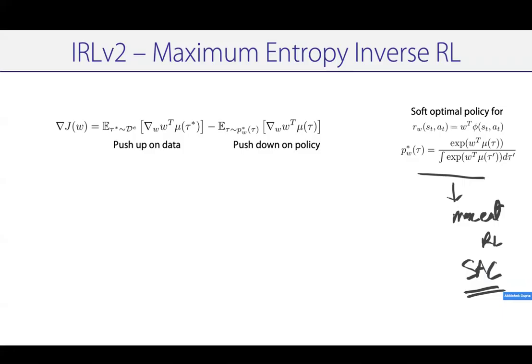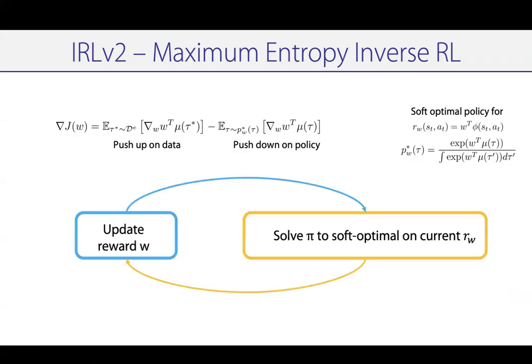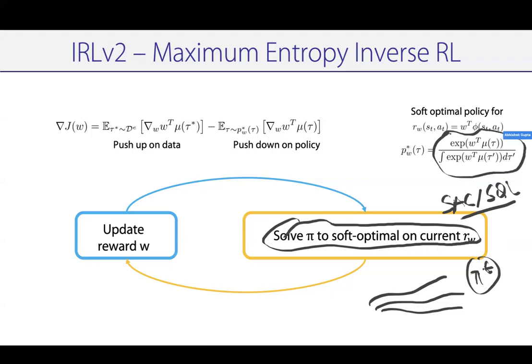And so to do MaxEnt IRL in practice, you have to start by taking your current reward function and solving pi to soft optimality, right? So run SAC or soft Q learning or some maximum entropy RL procedure. What you'll get is some distribution of trajectories. You'll get some trajectories that come from your pi star. And soft maximum entropy RL says that this pi star is the same as this distribution. And so you sample from this pi star, and then you take an update step on W, right? And then you solve for pi star again.